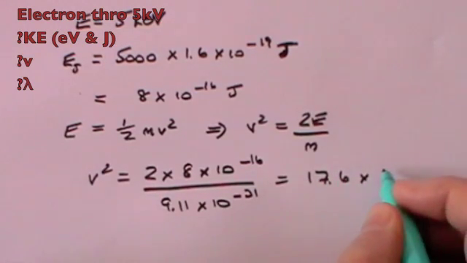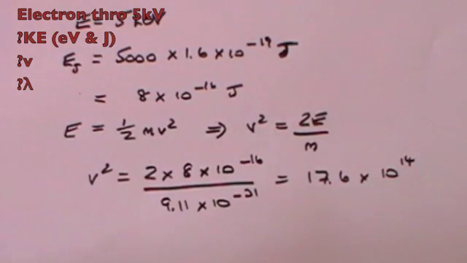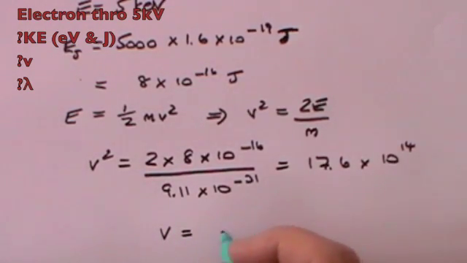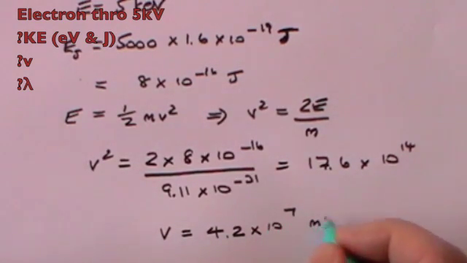And that gives you 17.6 times 10 to the 14. But of course that's v squared. So that means that v is equal to approximately 4.2 times 10 to the 7 meters per second.